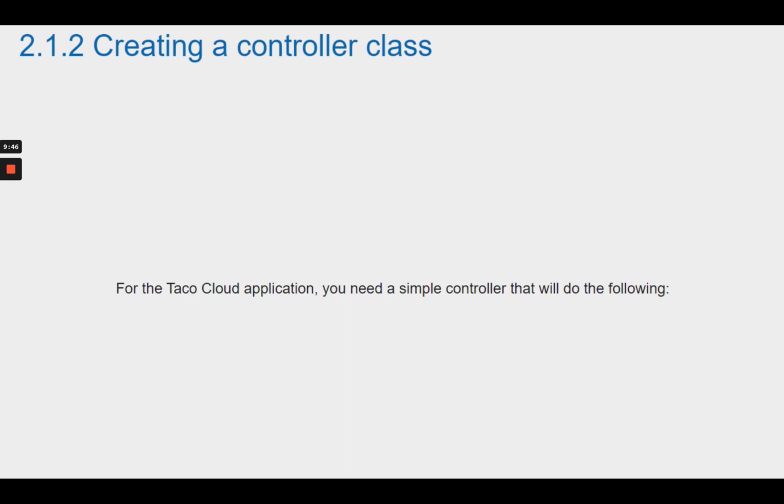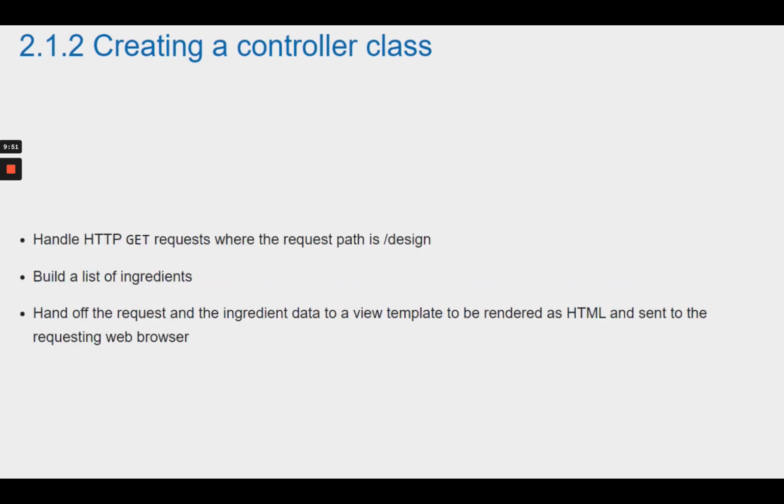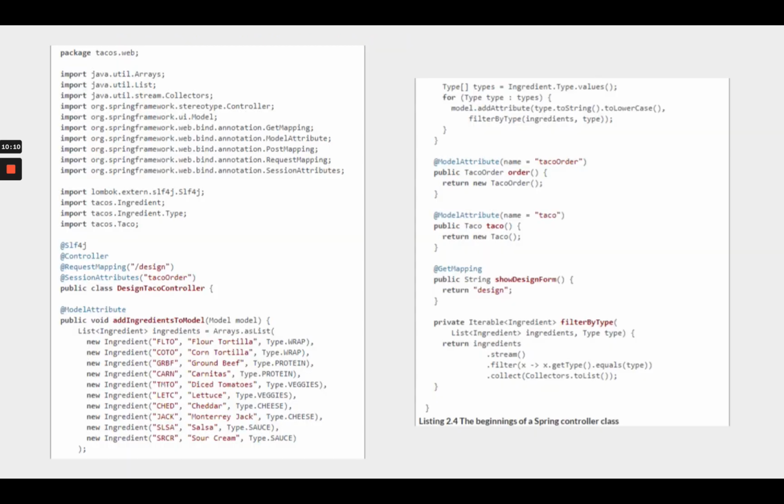For the Taco Cloud application, you need a simple controller that will do the following. Handle HTTP GET requests where the request path is /design. Build a list of ingredients. Hand off the request and the ingredient data to a view template to be rendered as HTML and sent to the requesting web browser. The DesignTacoController class in the next listing addresses those requirements.